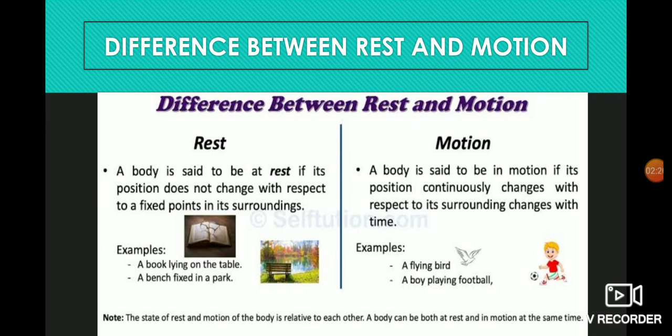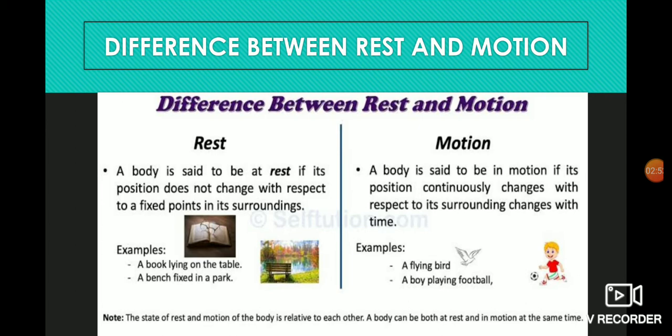What is motion then? A body is said to be in motion if its position continuously changes with respect to its surroundings. For example, if the bird was sitting on the tree, then it is at rest. Suppose it begins to fly away from the tree. So its position keeps changing with respect to the tree. Then we say that yes, the bird is in motion.